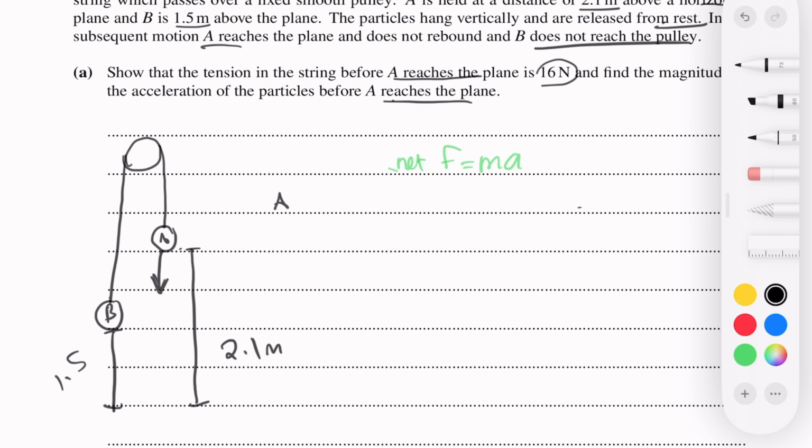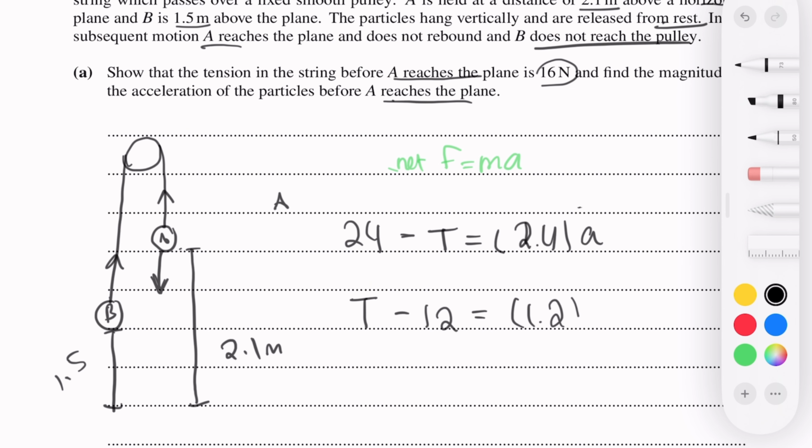Particle A is going to have a weight pulling it downwards, which is 24 in the case of A. But then there's also tension in the opposite direction, opposing the direction of motion, and that's the thing that we want to find. Then we also have the mass of A, which is 2.4, times the acceleration that we don't know. For particle B, we know it's moving upwards, and therefore its tension minus the 12 newtons of weight, which is opposite the direction of motion, equals 1.2 mass times acceleration.